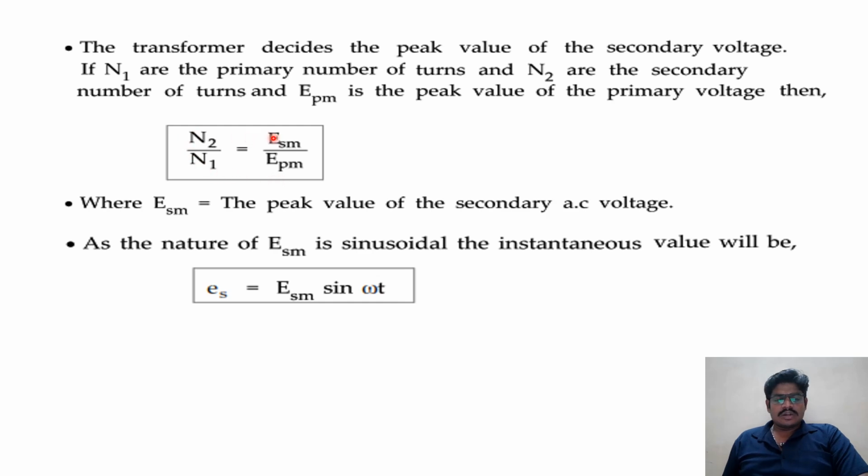In this notation, N2 as well as N1, what is N? N is the number of turns of the coil. N2 is the number of turns of the secondary coil, and N1 is the number of turns of the primary coil. E is the induced EMF, represented as E suffix SM for the secondary maximum value, and E suffix PM for the primary winding voltage. The AC waveform is the input, so it is a sinusoidally varying quantity. That's why ES is ESM sine omega t.